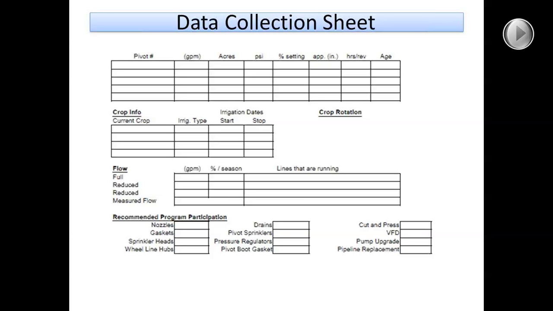Crop information can be for current crops or just their crop rotation in general. And so we may want to know if they have a mix of barley and alfalfa and potatoes on their farm. You can list each crop, list whether it's under hand lines, wheel lines, or center pivot, and when they usually, on average, start their irrigation on that crop, and when, on average, they're done. And so this kind of gives us an idea of how their water system works.